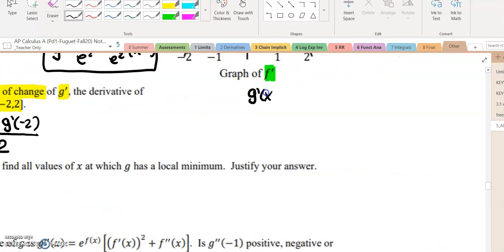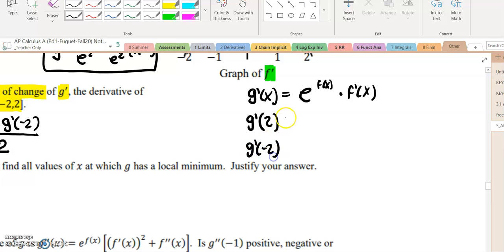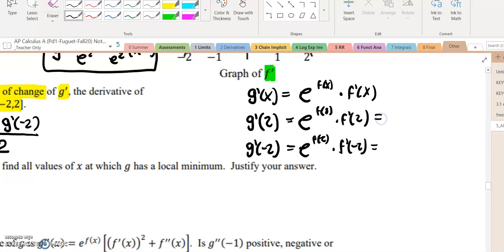Remember that we know the derivative from part A is e to the f of x times f prime of x. So we are going to evaluate now g prime of 2 and g prime of negative 2. When we do that, this becomes e to the f of 2 times f prime of 2. This is going to be e to the f of negative 2 times f prime of negative 2. So what do we get for this?